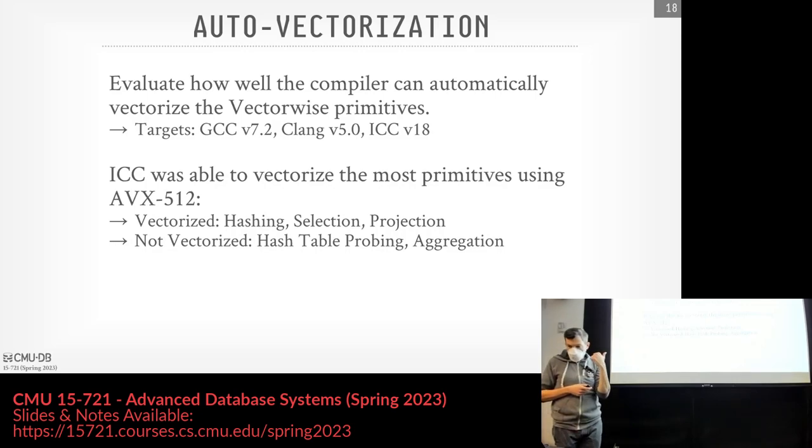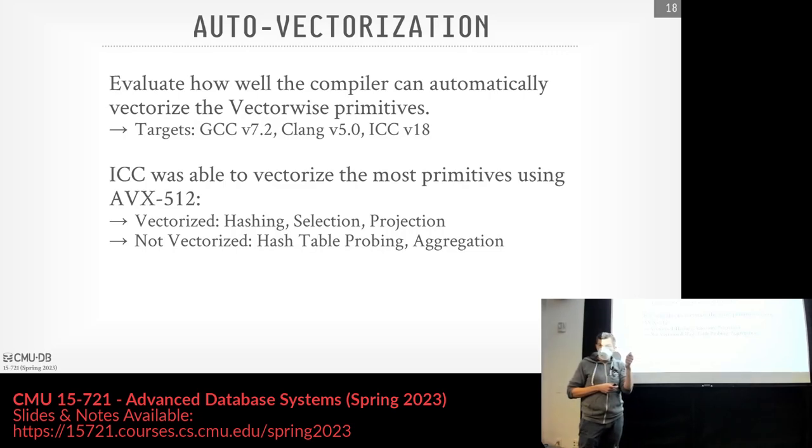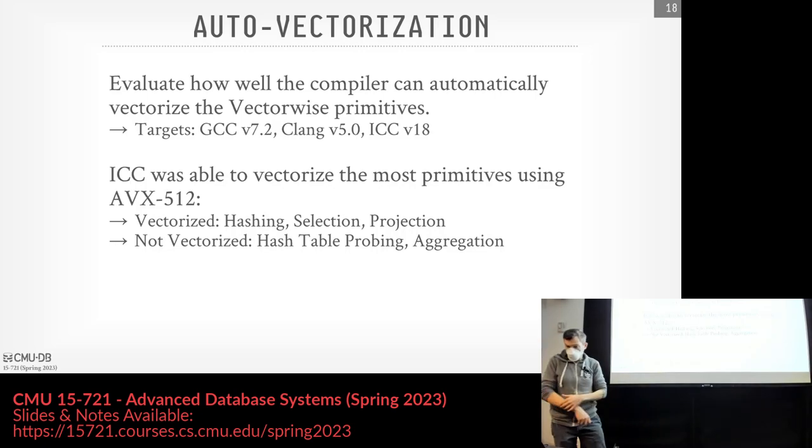One will be with only automatic vectorization. One will be with manual intrinsics. And then another one will be if we try to let the compiler auto-vectorize everything. If it can't figure it out, then they go back and write explicit intrinsics for this.